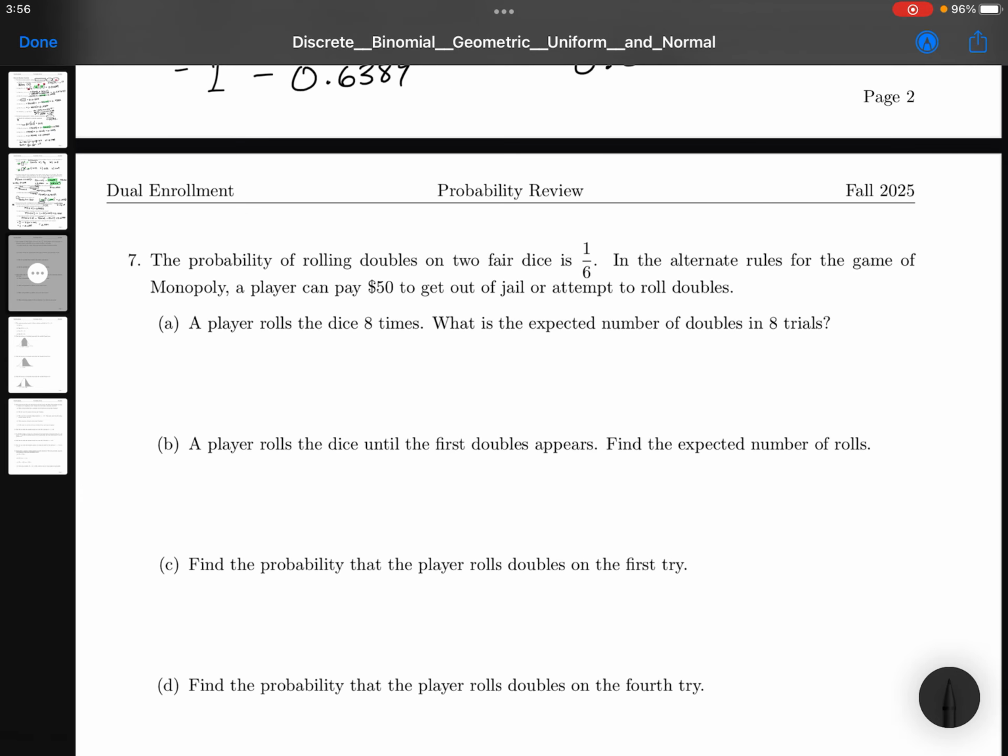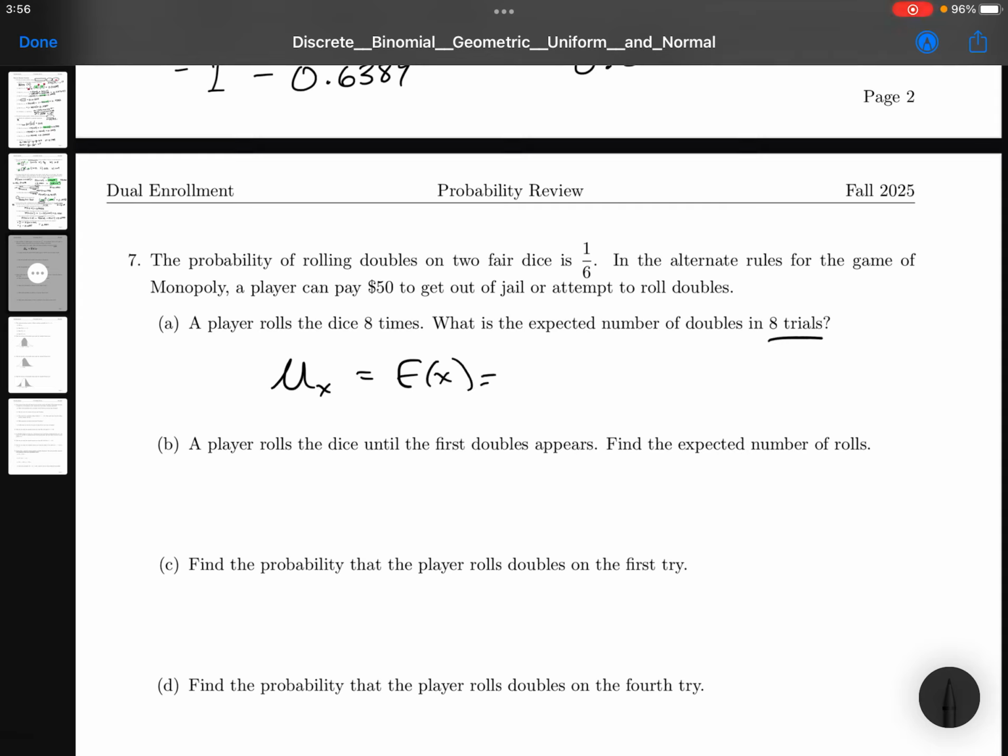All right, number 7. The probability of rolling doubles on 2 fair dice is 1/6. In the alternate rules for the game of Monopoly, a player can pay $50 to get out of jail or attempt to roll doubles. A player rolls the dice 8 times. What is the expected number? So that's the mean, or the expected value.